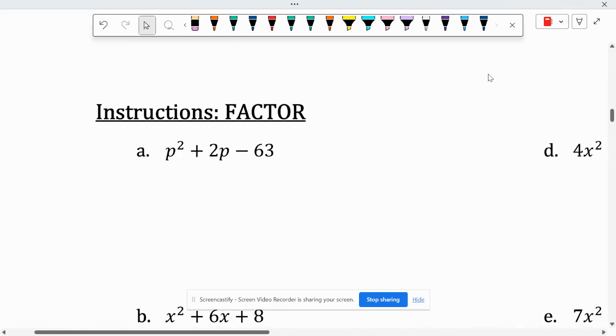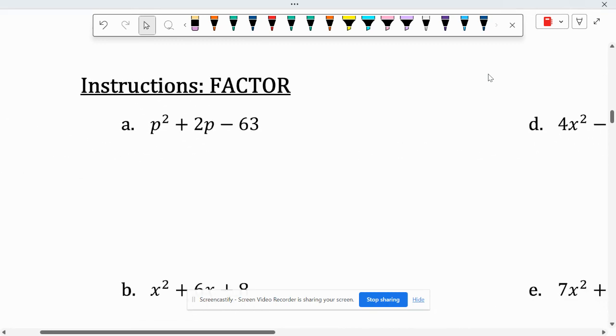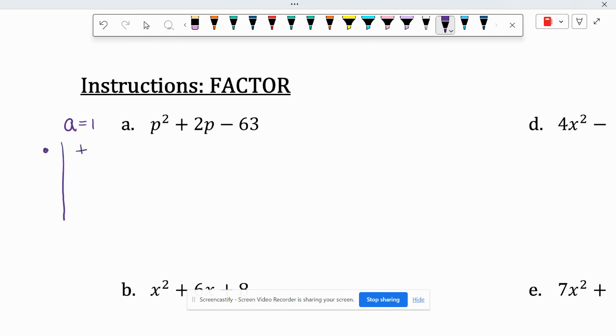So tell me about example A. What is the leading coefficient? 1. So A equals 1 here. So that means that once we set up our times plus chart, the factors that we choose are going to be the factors that we use. So I'm looking for a product of negative 63 and a sum of 2. That's what I'm looking for.